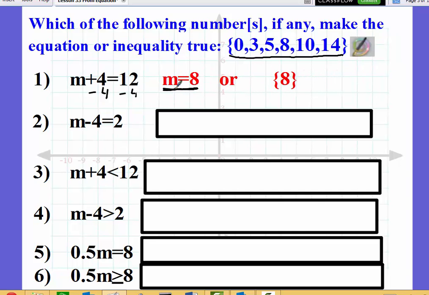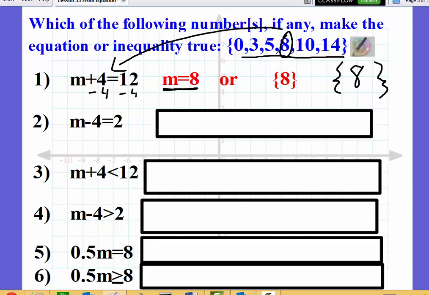You'll see we have m equals 8, and then we have these little bracket things over here. What those brackets are for is whenever they give us a number set, they're telling us m can equal, or x can equal, or whatever variable can equal only these certain numbers. Then instead of saying m equals or variable equals those numbers, we actually list these numbers inside the bracket set. So you'll see 8 is the only one that fits in that equation. So all I'm left with is just an 8.